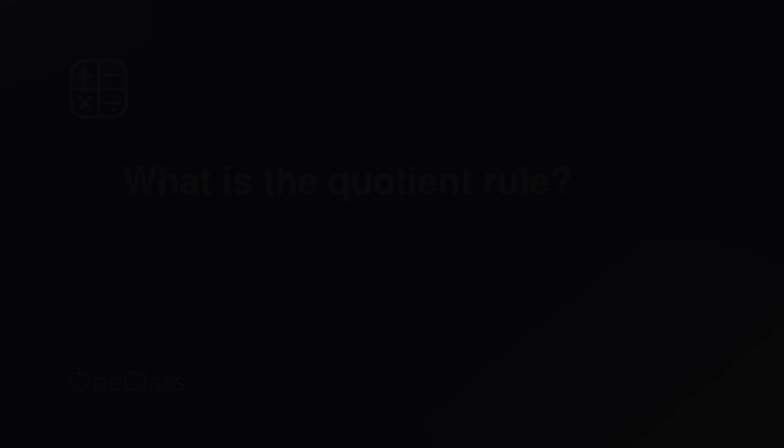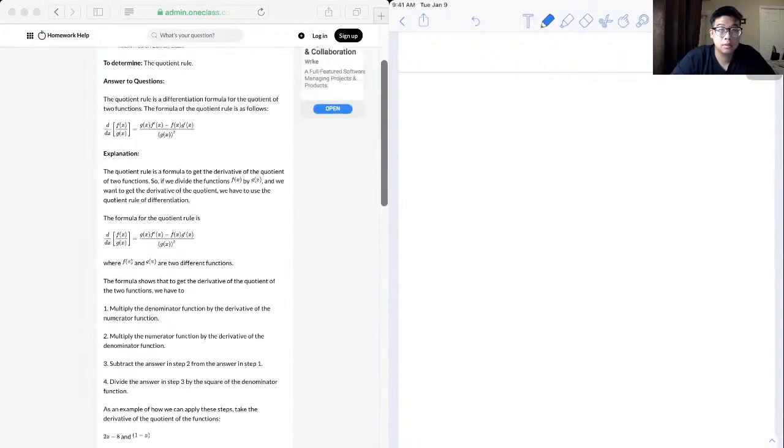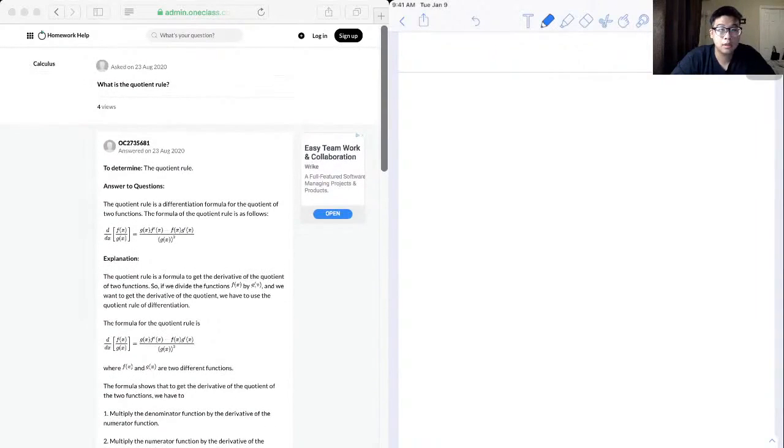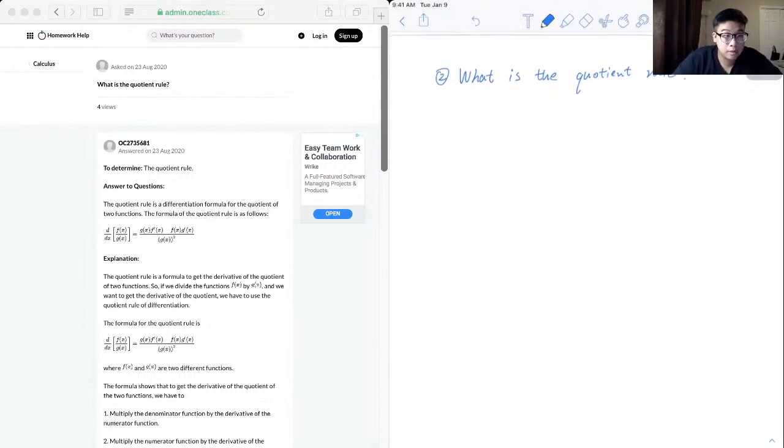Let's move to our second question. Okay, so for this one, it's asking us what is the quotient rule. So first, let's write the formula down for the quotient rule.